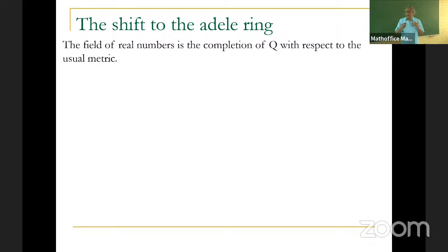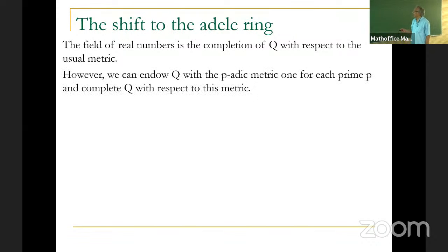But the usual metric is only one metric. You have all these p-adic metrics. Why did you prefer the usual metric only to the p-adic metrics? You should take all the p-adic metrics and you should not show favoritism to any one of them. So we can endow Q with the p-adic metric, one for each prime, complete Q with respect to that, and then you get the field of p-adic numbers.